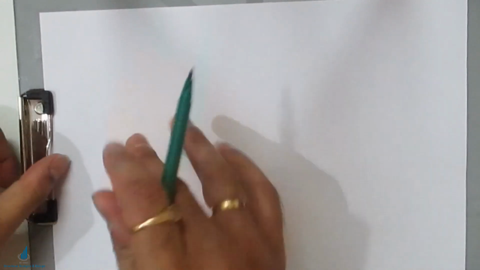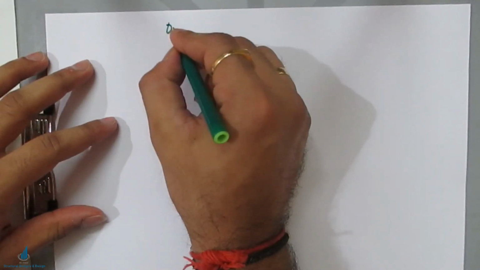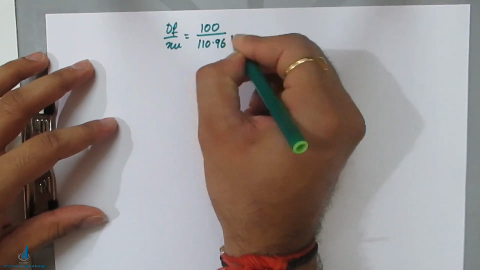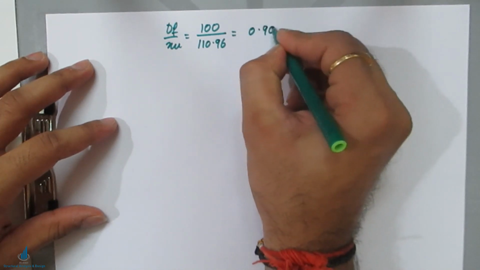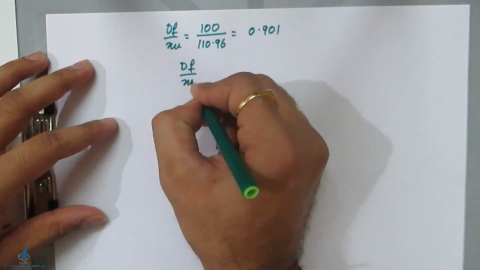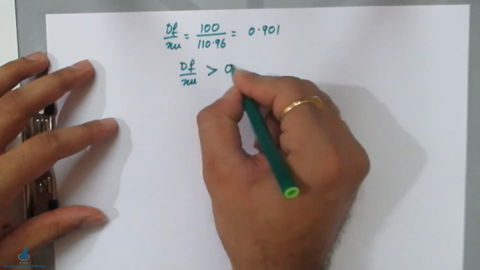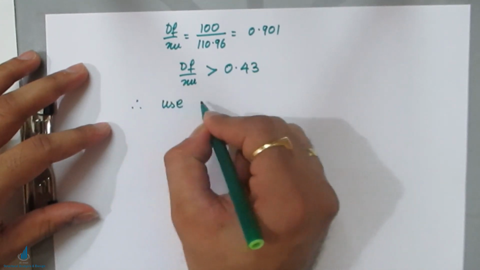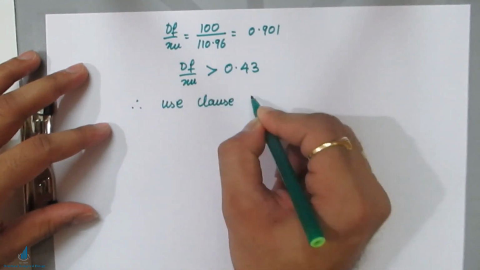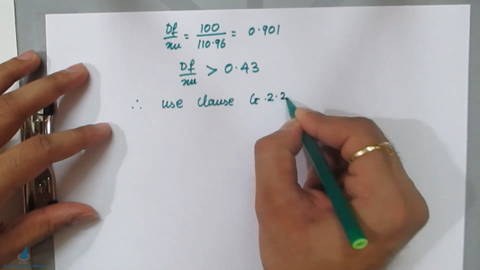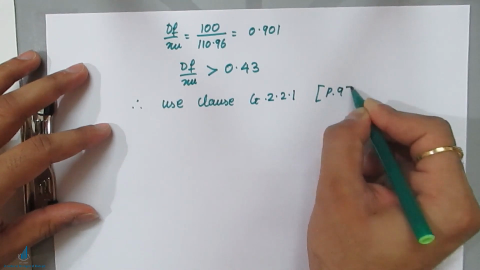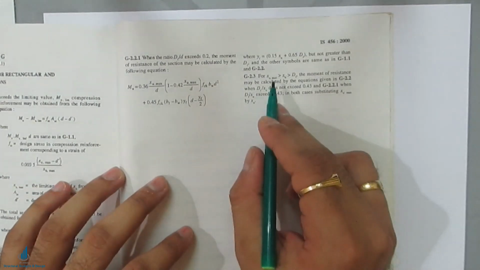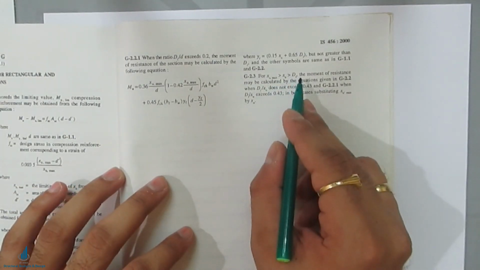DF by XU value. So DF by XU, DF was 100, XU is 110.96, and you will be getting 0.901. So DF by XU is greater than 0.43. Therefore use clause G2.2.1 on page number 97. So this we have shown, XU greater than DF, don't get confused.